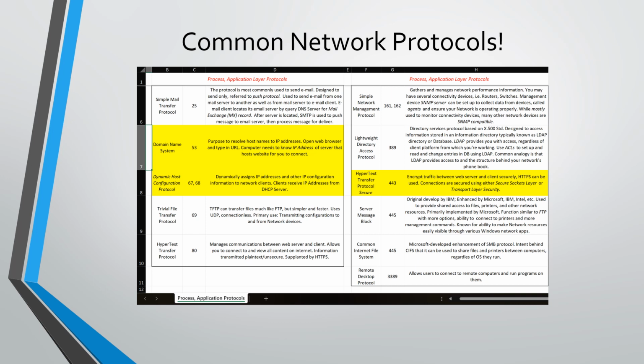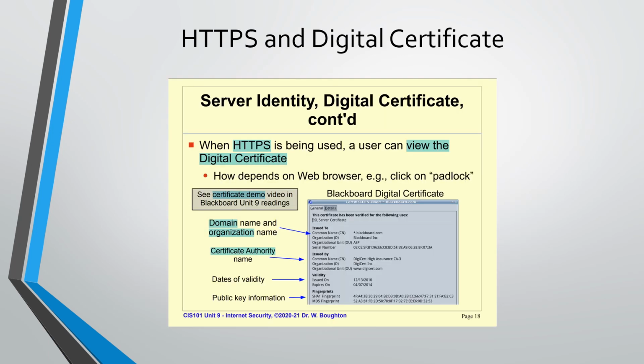Hypertext transfer protocol secure helps to encrypt the traffic between the server and the client. HTTPS works closely with secure sockets layer or transport layer security. HTTPS working in conjunction with transport layer security works to provide what's called a digital certificate.